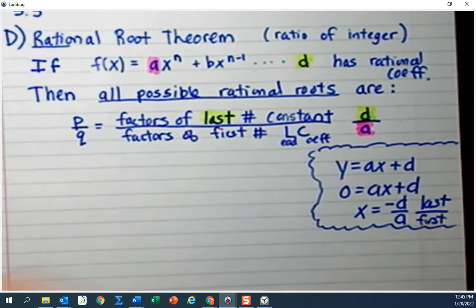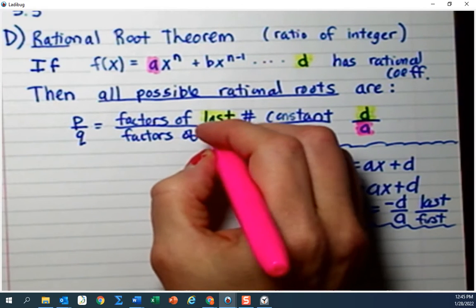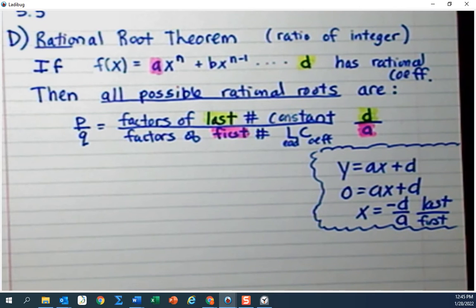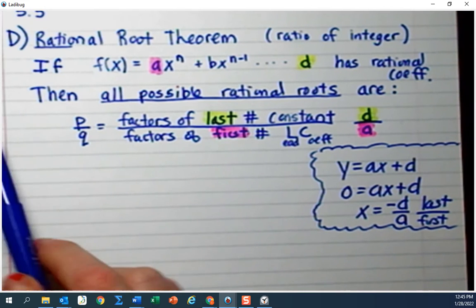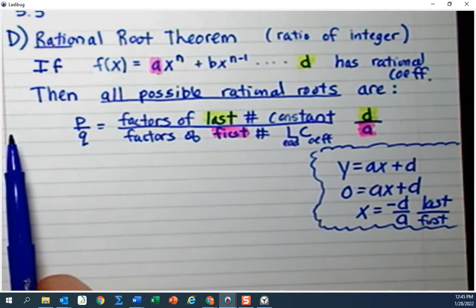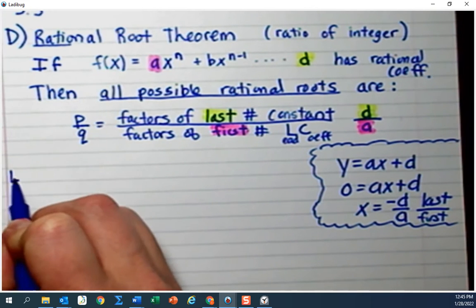If you're trying to remember which one goes where, break it down to the simplest linear factor. It's the last number, then the one in front of the x is what you're dividing by. Now I actually have to show you how to use this. If I have a polynomial, then I can list out all the possible answers. All right, example.